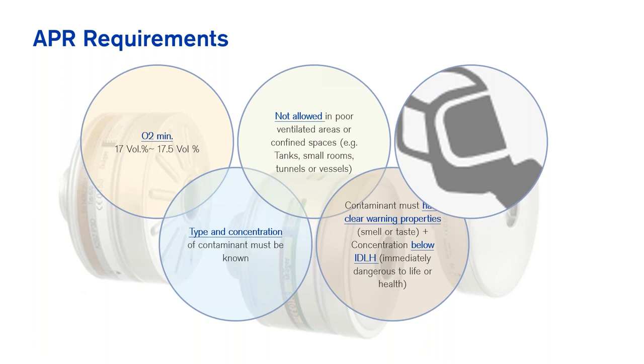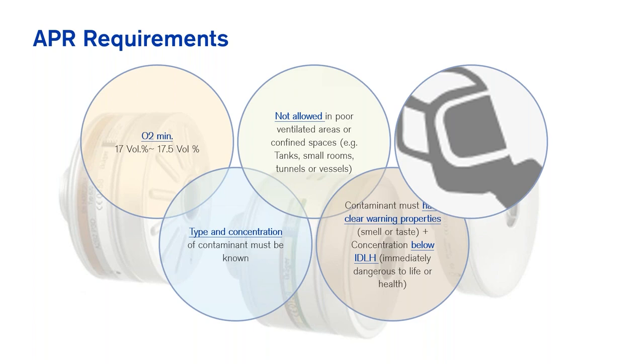Any air concentration below 17% O2, we don't recommend you to use a filter device. If you are in poorly ventilated areas or confined spaces, as in the first poll question, such as container tanks, small rooms, tunnels, or even vessels, you are not allowed to use the filter device. In an atmosphere where the contaminant concentration is unknown or immediately dangerous to life and health, like our second poll question, with CO above 10 ppm, you should never use the filter system.